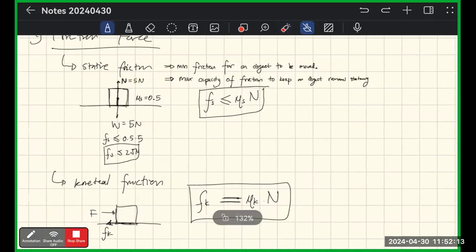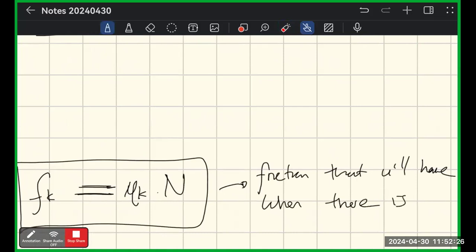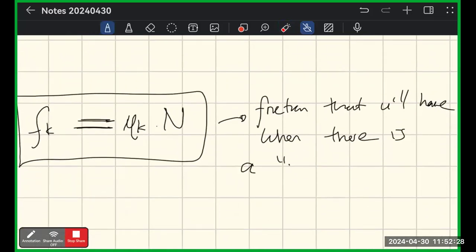But now I would say that this friction is the friction that you have when there is a relative motion between surfaces.